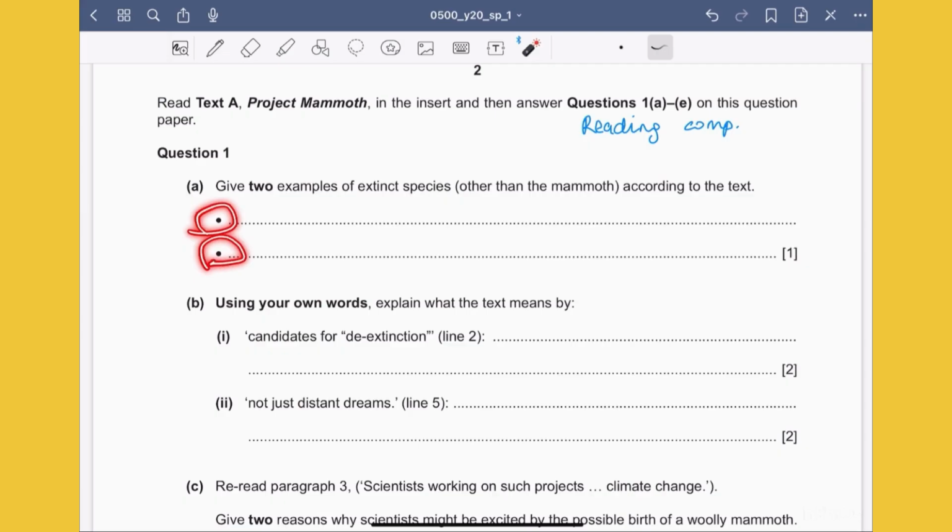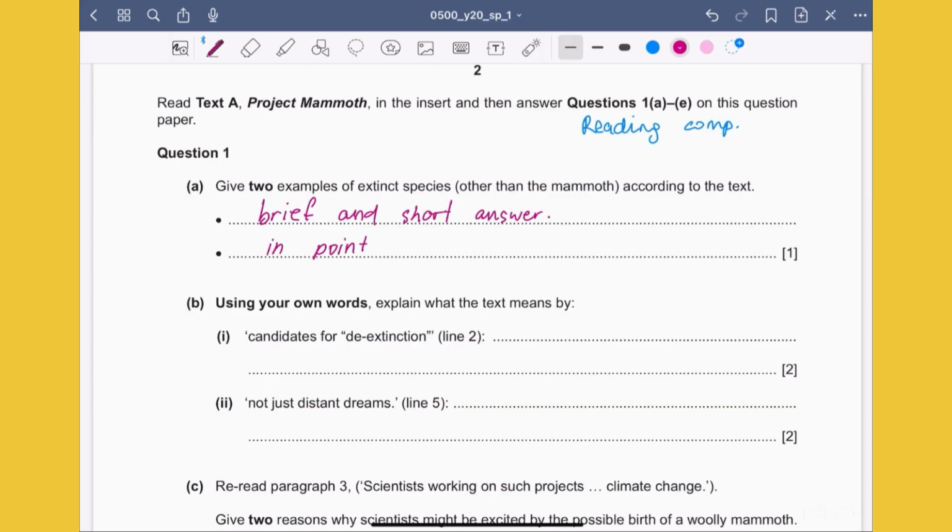What does a bullet point mean? Okay, when there is a bullet point, that means your answer should be brief and short. It doesn't have to be in a sentence form. It could be in a point form. So you don't have to think too much to write a full-length sentence.